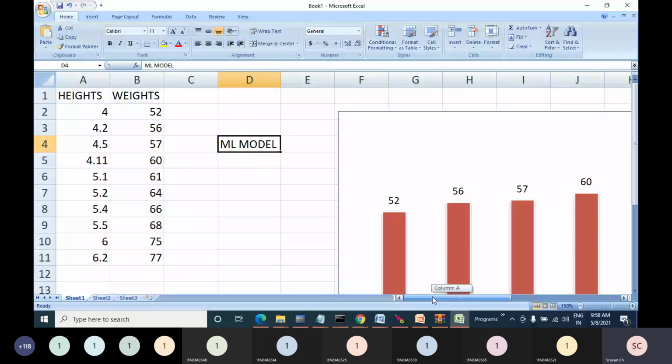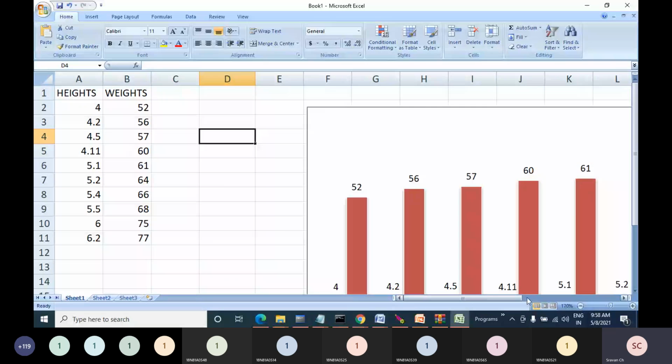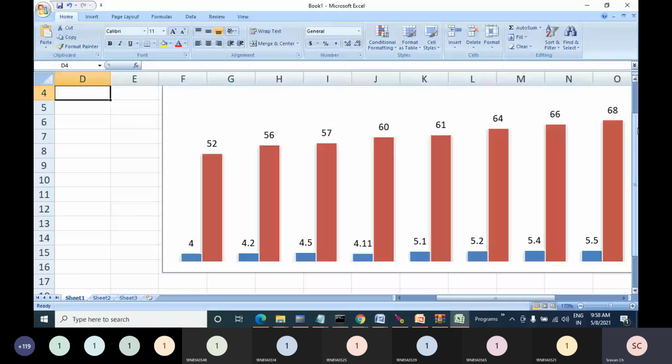What I am trying to do is, there are heights and weights, no? I am trying to put them in a chart. See here. Please look at this. Whatever was there in Excel, I am trying to put it in the form of a chart. Right, now if the height is 4, weight should be 52. If the height is 4.2, weight should be 56. If the height is 4.5, weight should be 57. 4.11, weight should be 60, like that.